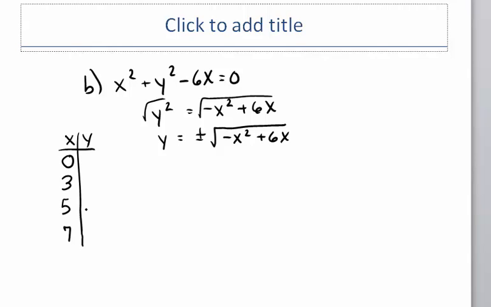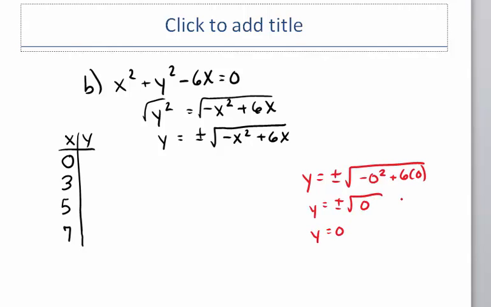We want to go and plug those numbers into our expression. So if I do it for 0, I'm going to have positive or negative the square root of negative 0 squared plus 6 times 0. And you can see there that the entire square root ends up zeroing out. And so the y value is equal to 0.